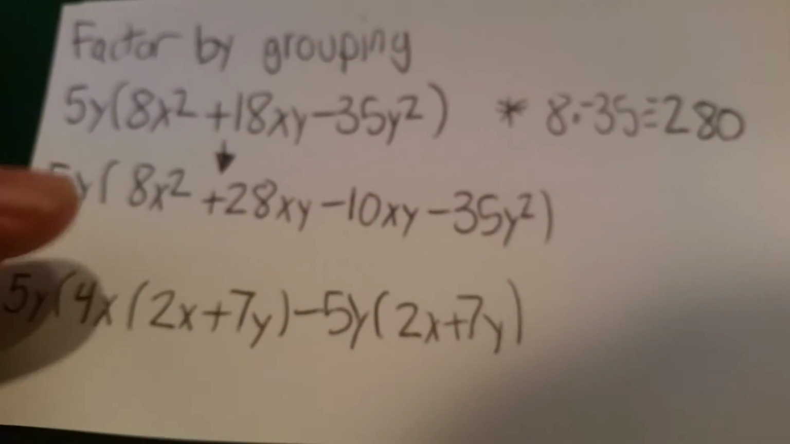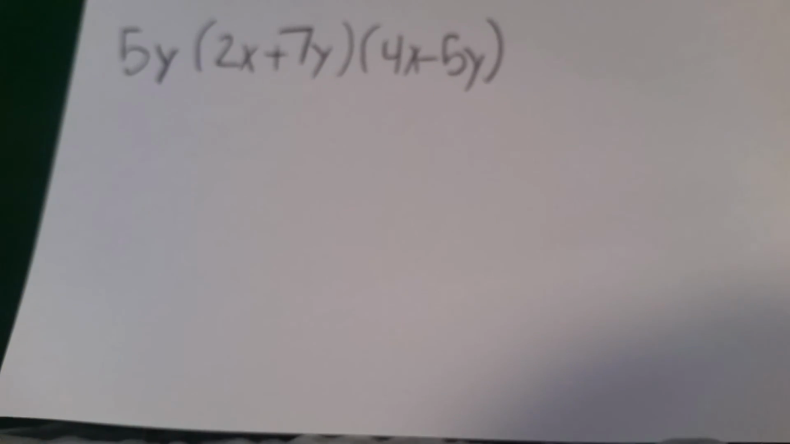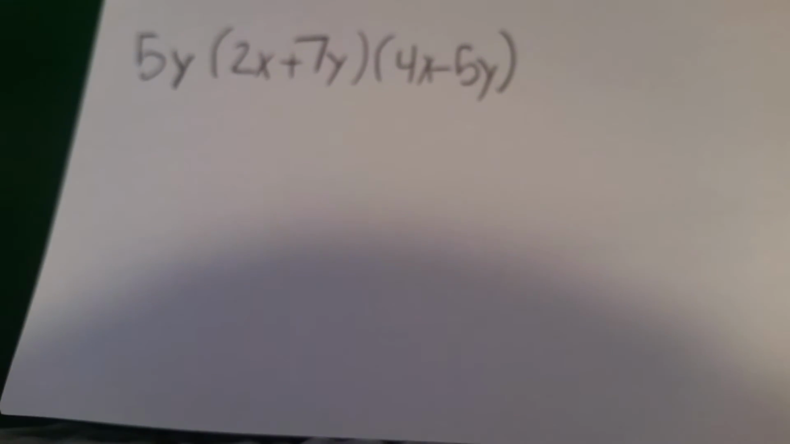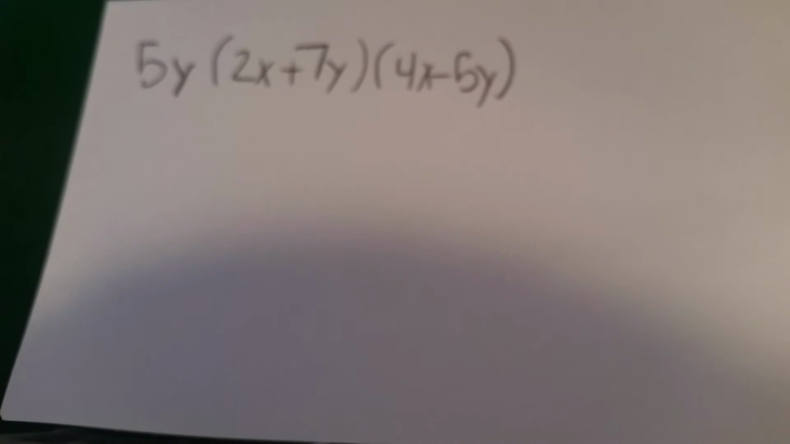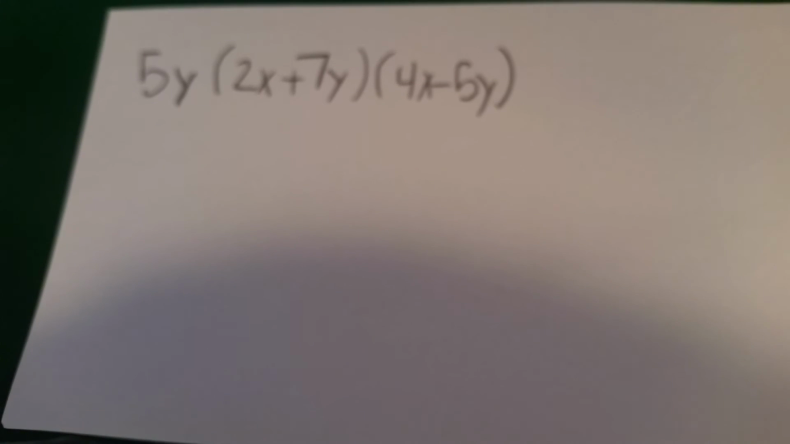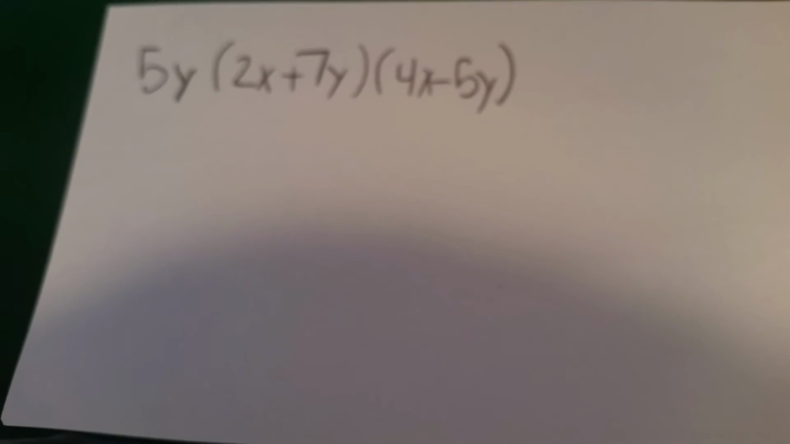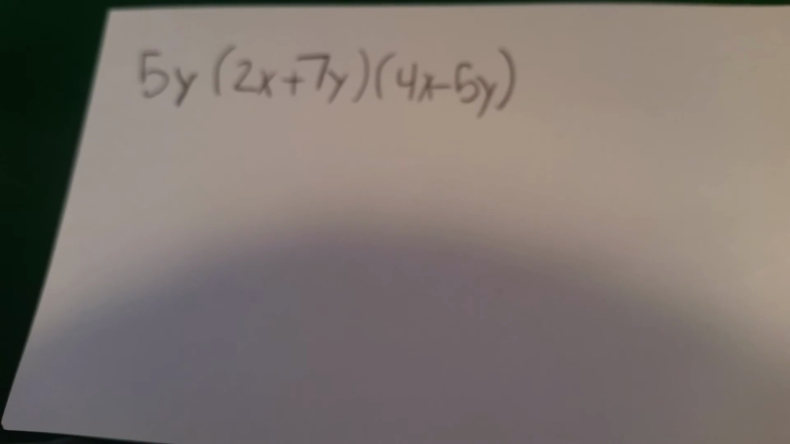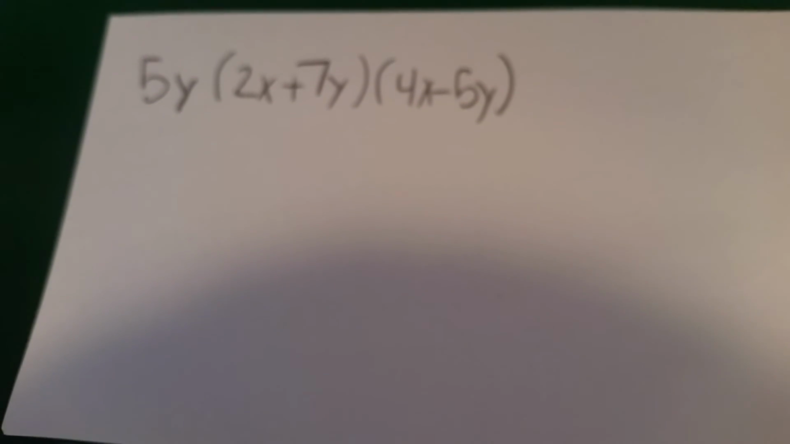So from that, you just rewrite it since you basically did all the work and factored it. So you get the original 5y that you factored out, and you would get 2x plus 7y, then you would get the two numbers that you factored out from the original group, which is 4x minus 5y. And that's it.